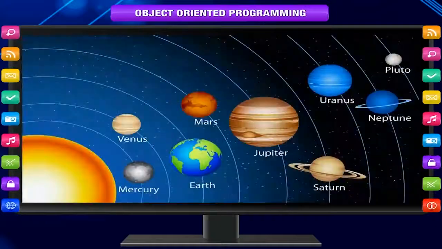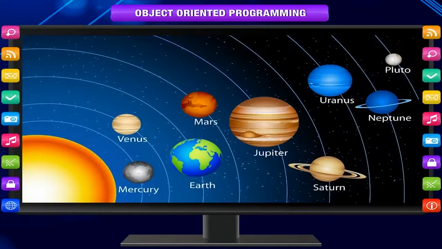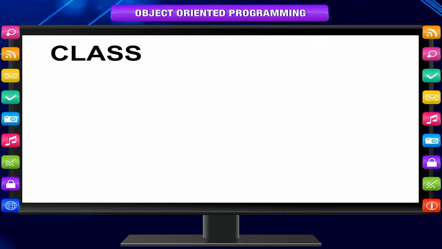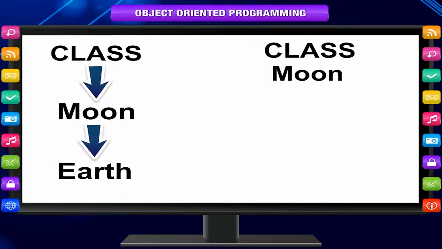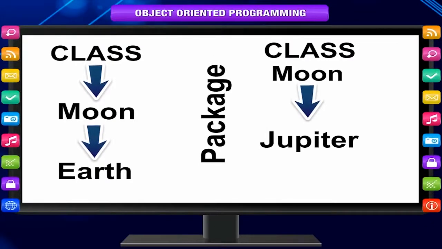For example, in a large project, solar system, you may have a class Moon in package Earth and also a class Moon in package Jupiter, but both have their own separate namespace.